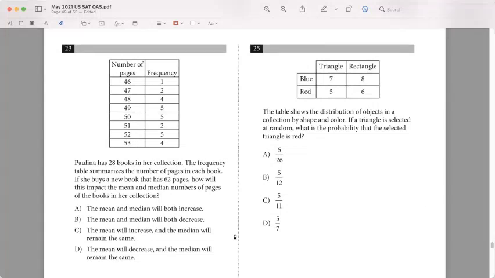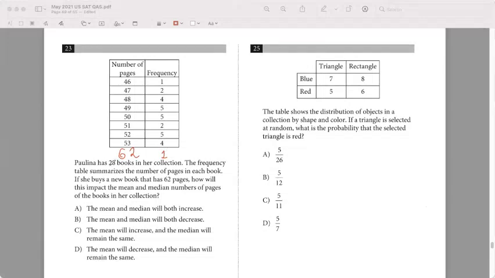23. Paulina has 28 books in her collection. The frequency table summarizes the number of pages in each book. Okay, so she has 28 books, and this tells you the number of pages in each book. If she buys a new book that has 62 pages, so let's say she buys a new book that has 62 pages, how will this impact the mean and median number of pages of the books in her collection?